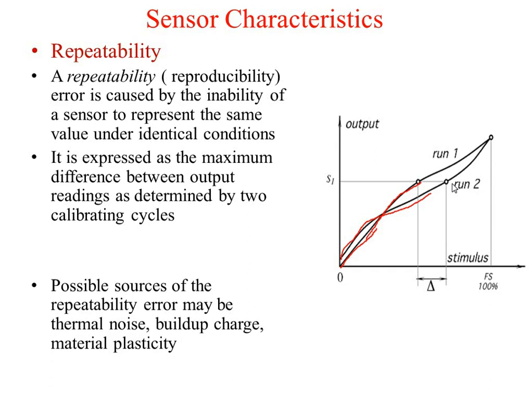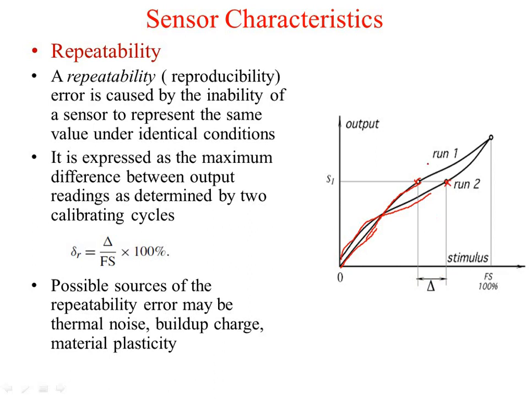So a possible source of repeatability error is, what causes the repeatability error is thermal noise, built up charges, then material plasticity will change over the period. So this will cause the repeatability error in the sensor. And this will be given in terms of percentage, dr = delta / fs × 100. So delta is what? When you run it for a first calibration cycle, here you will be getting one reading and here you will be getting another reading. So you will be getting this error.